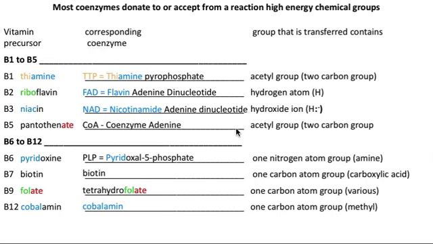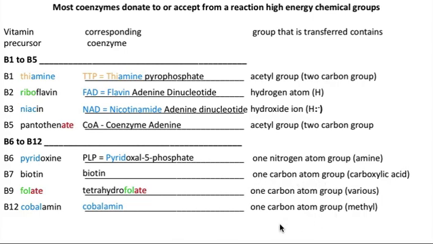Coenzyme A either donates or accepts an acetyl group. And then in the biosynthetic B vitamins, pyridoxal 5-phosphate either donates or accepts a nitrogen atom. Biotin either donates or accepts a carbon atom. Tetrahydrofolate either donates or accepts a carbon atom. And cobalamin either donates or accepts a carbon atom. In fact, folic acid and cobalamin are very closely coordinated, and a shortage of one can affect the activity of another.